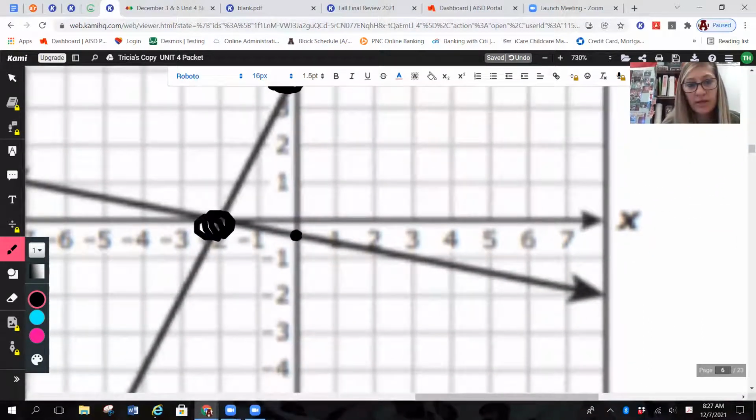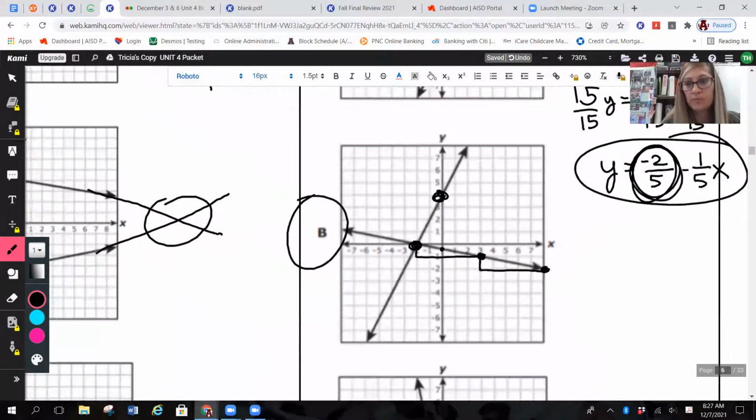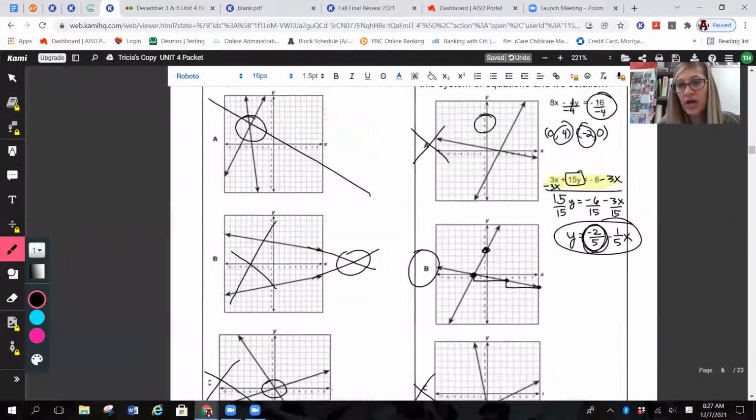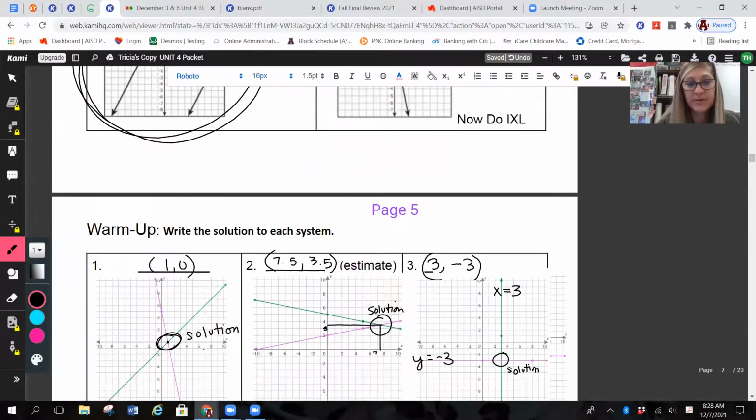Right there, a little bit less than 0. And it's going to go down 1 and over 5 right there. Down 1 and over 5 right there. So that's how you could utilize the cover-up method, which is replacing 0 for the X, finding the Y, replacing 0 for the Y, finding the X.